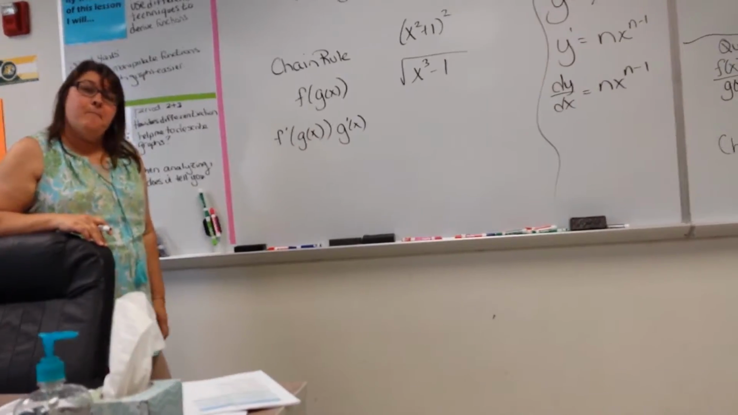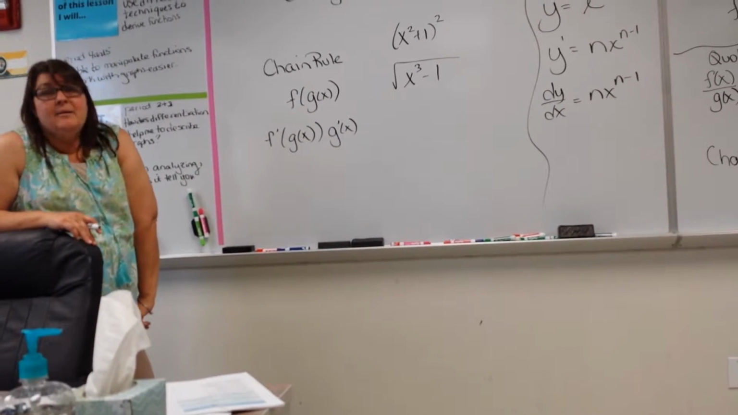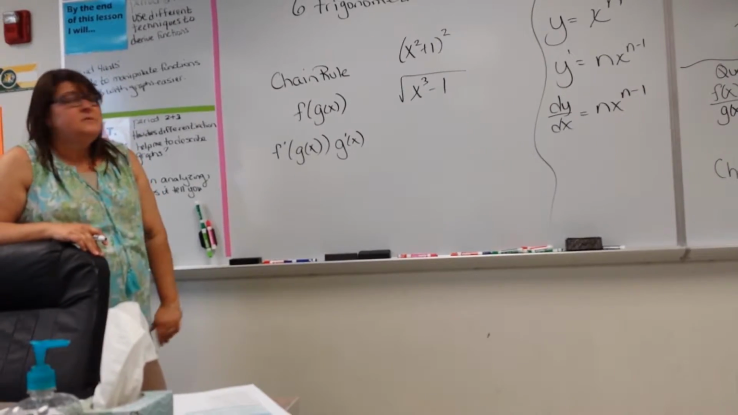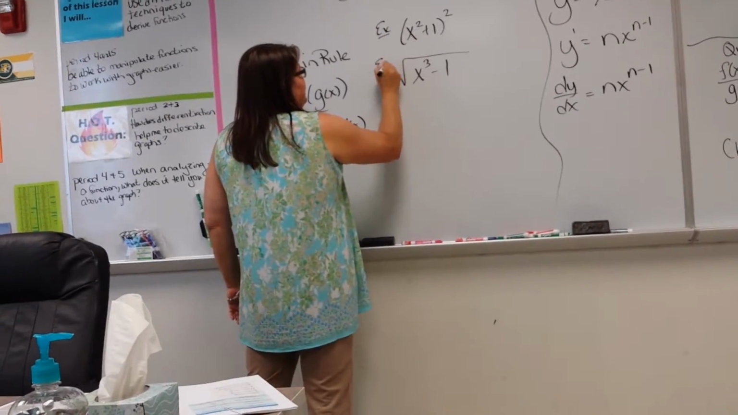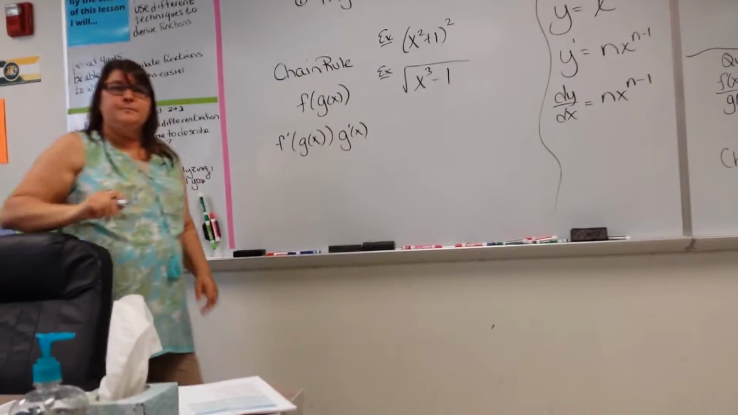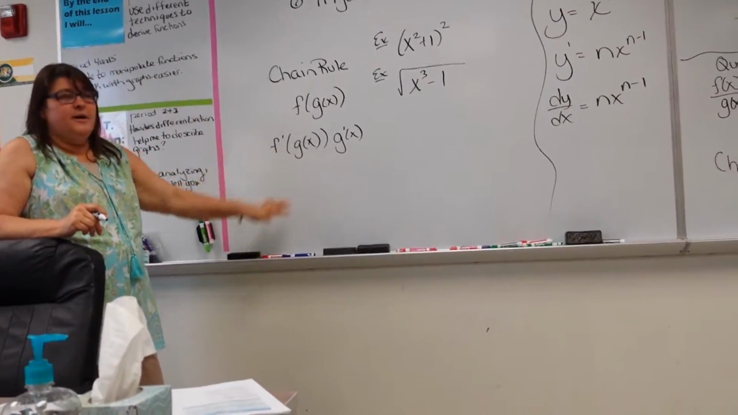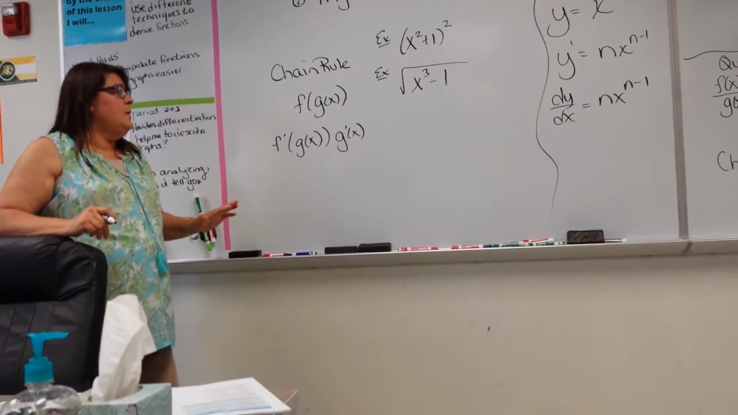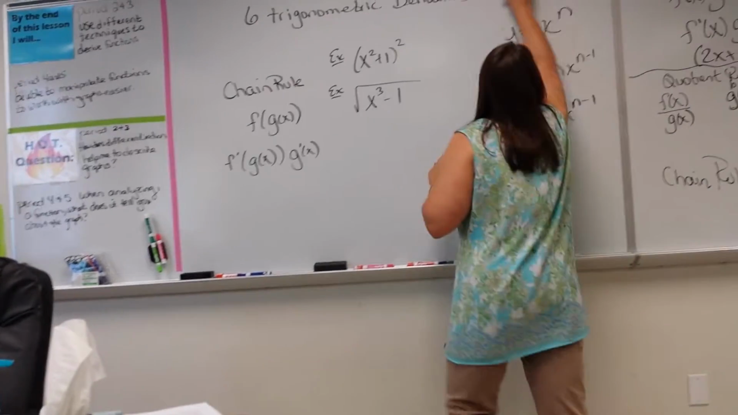Miss K, I'm just confused. Where did you get the square root of x cubed minus 1? I made it up. That's another problem. These are examples of where you could use the chain rule. Are we good so far? Yes. Okay, so let's use these examples to do this problem.